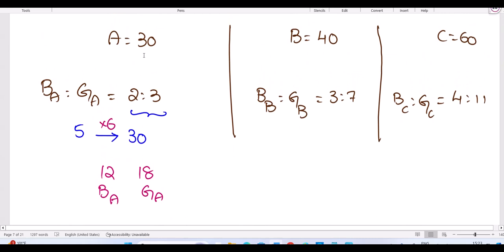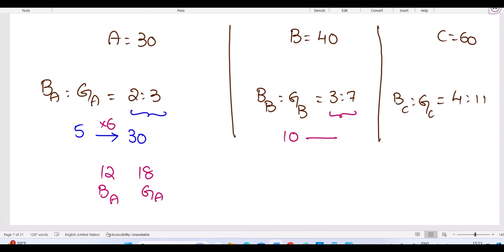Here, what is 3 plus 7? 10. You want 40, the factor is 4. What is 3 into 4? 7 into 4? 28.